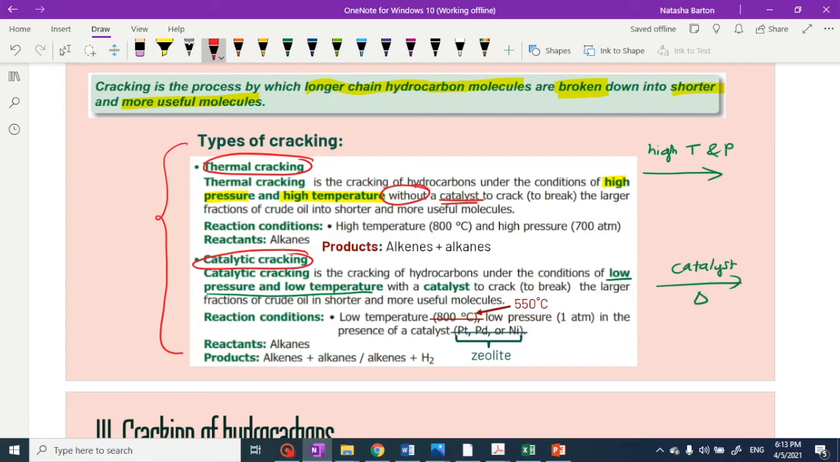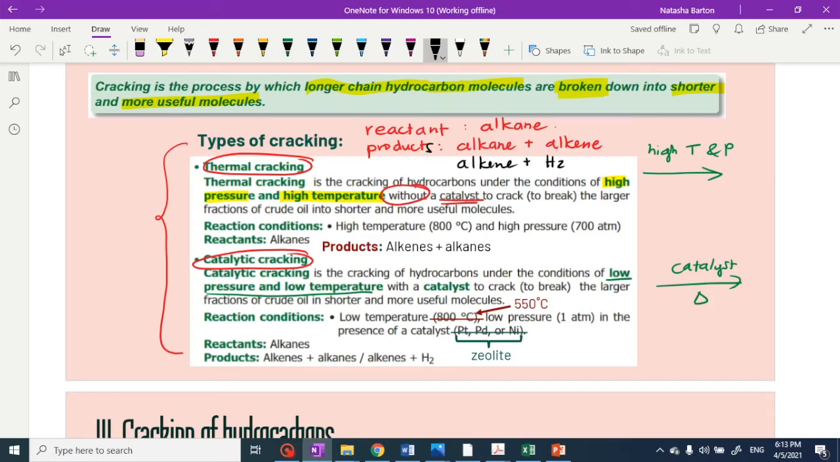we can have two products forming. We always start off with a reactant, and our reactant is going to be an alkane, some type of alkane. The products of both, so either thermal or catalytic cracking, will be an alkane plus an alkene, or you might find an alkene plus hydrogen gas. So you can get either set of products.